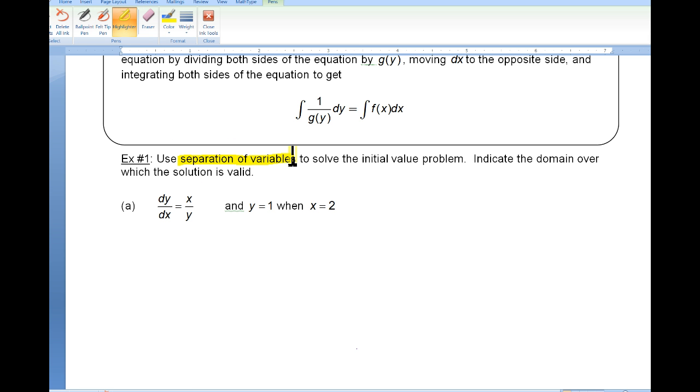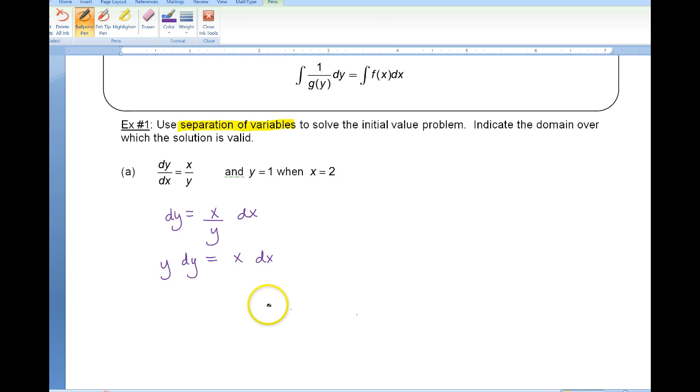Okay, so what we do is we are going to separate the variables. So in other words, we're going to move the dx to this side. So that means we only want x on the right side. So let me just show you here. Here's x over y dx. I'm okay that there's an x on the right side, but I want to get rid of that y. How would we get rid of the y? Multiply both sides by y. So we're going to have y dy equals x dx.